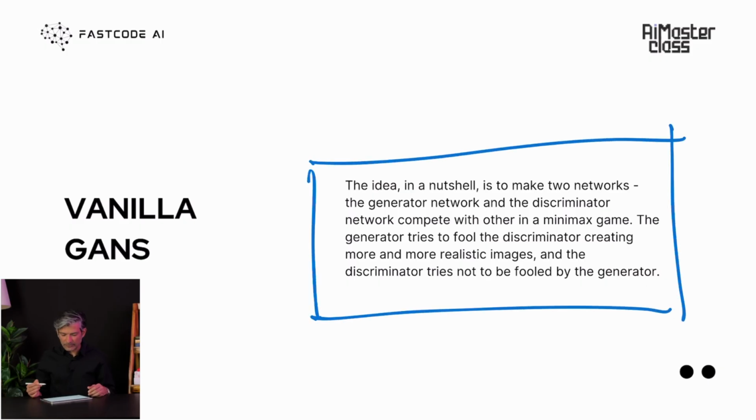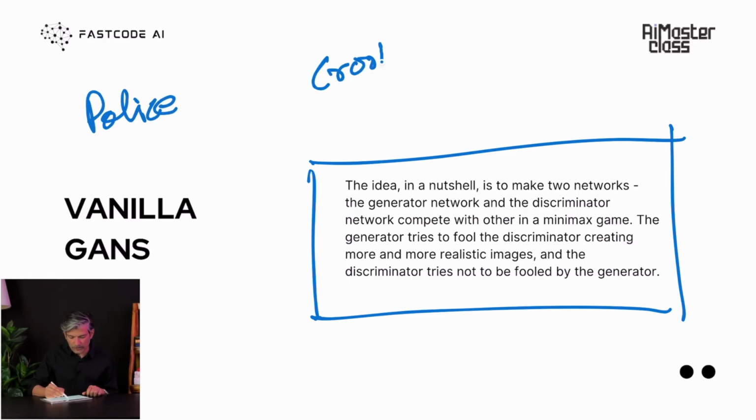GAN, generative adversarial network. The idea in a nutshell is to make two networks compete with each other in a mini-max game. The generator tries to fool the discriminator by creating more and more realistic images, and the discriminator tries not to be fooled by the generator, right? So let's first think about an analogy, which is easy to think about: we have police and we have some crooks. And what are these crooks doing? They are generating, let's say, counterfeit notes, 500 rupee notes.